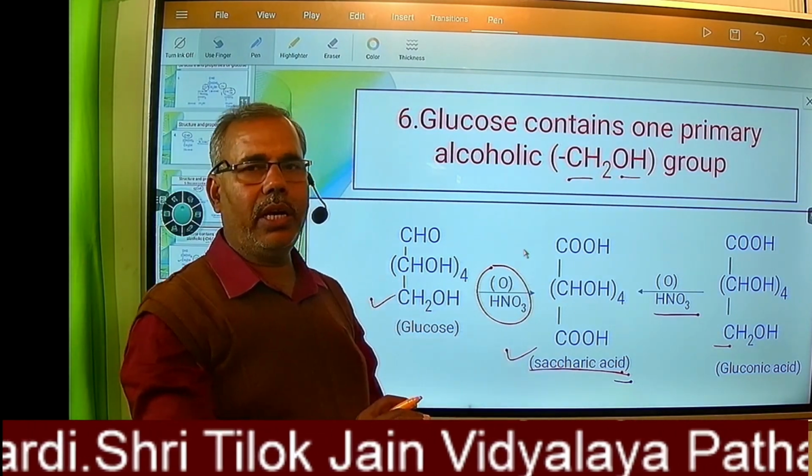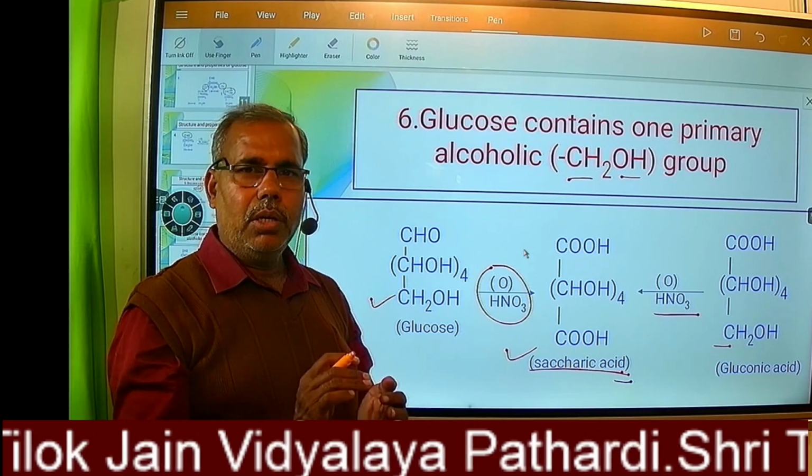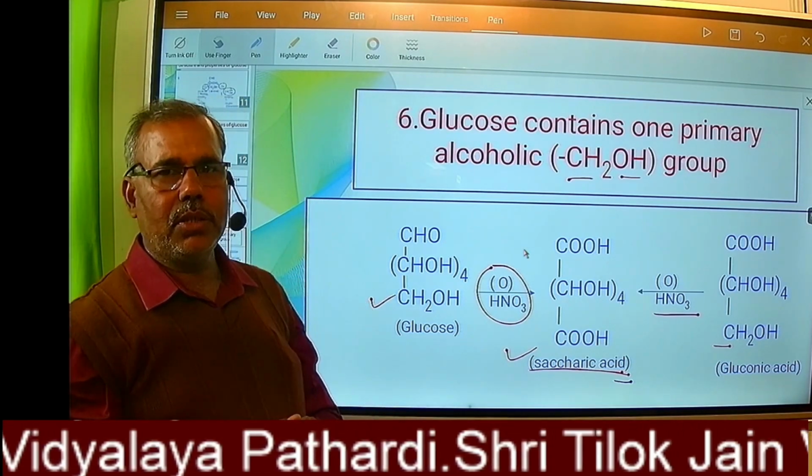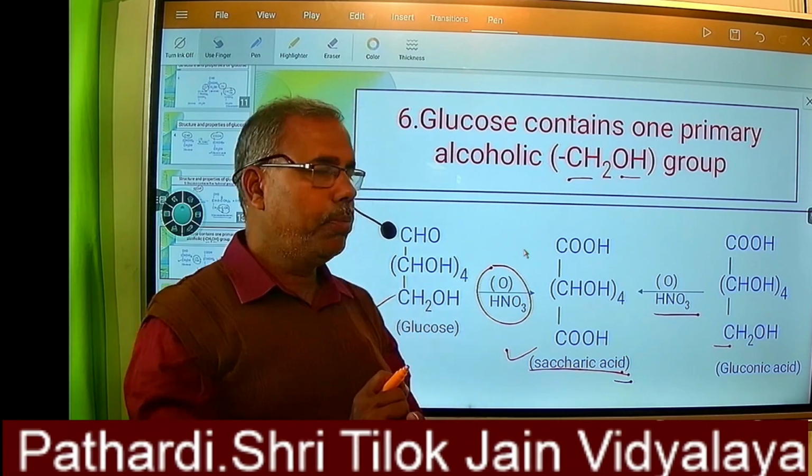So all these reactions prove the different parts of glucose in its open chain structure.